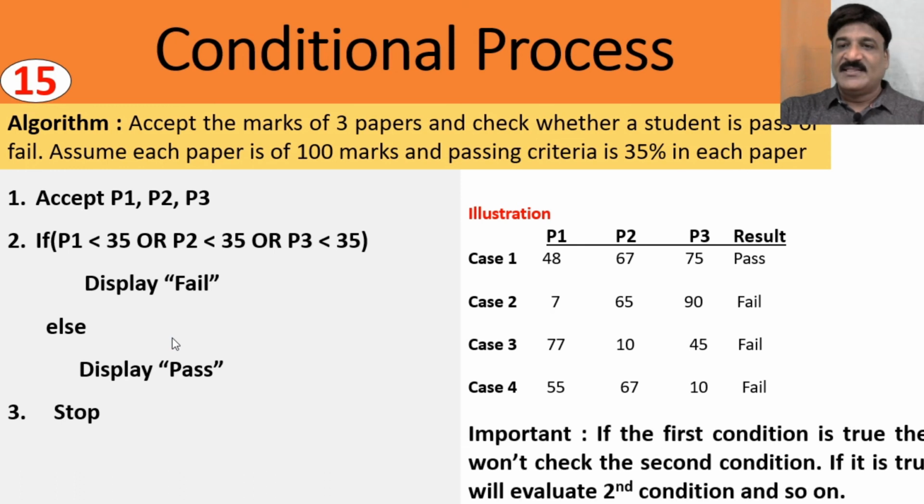Okay. Now important again, like I said, if the first condition is true, then it won't check the second condition. Remember, like in this case we have seen, if 7 is less than 35, yes. So directly display the result fail. There is no necessity to check whether this condition is true or false. Okay. Now, if this condition is true and if this condition is false, in that case, you don't need to check the third condition is true or not. Okay, so that is the important thing that you need to remember.